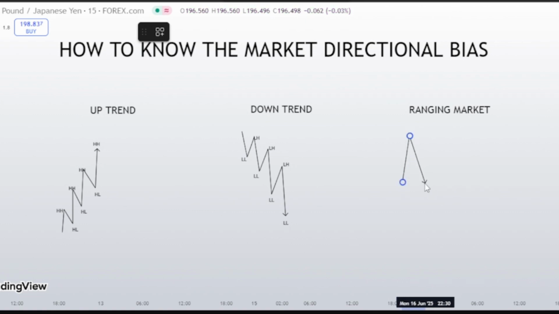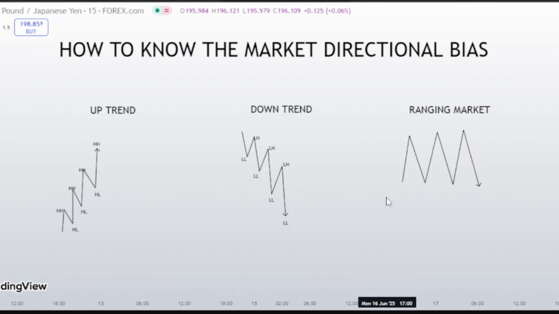So the third one is ranging market, where the market does something like higher high, comes back to the higher low, goes back to the higher high, goes back to the higher low, something like this. It simply means the market has no direction, it moves up and comes down, it goes up and comes down. This is basically a ranging market.